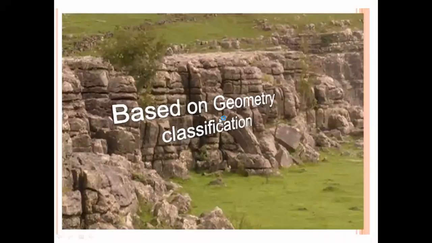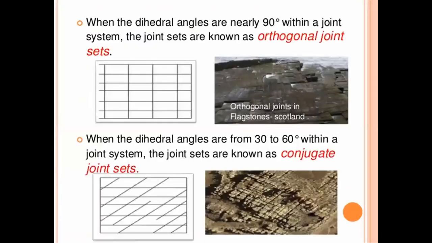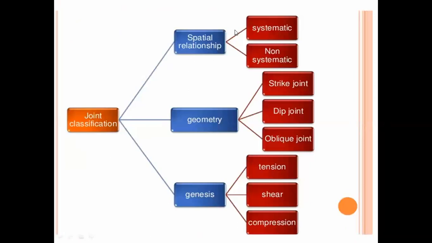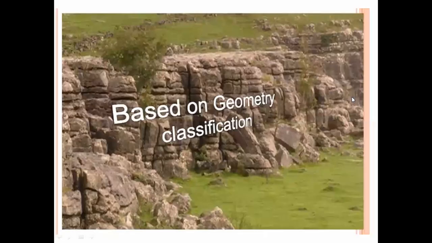Now based on geometric classification. What was the classification we saw earlier? It was based on the spatial relationship. This one is the first classification, which is on the spatial relationship. Now the second classification is on the geometry. Depending on geometry, all the joints are classified as strike joint, dip joint and oblique joint. Strike, dip and oblique joint.